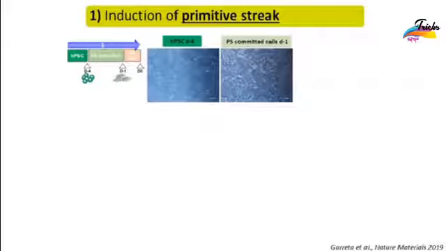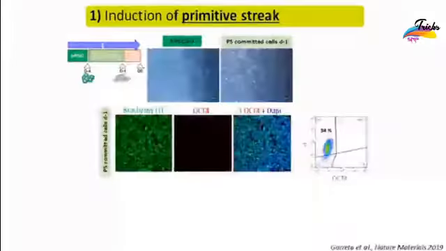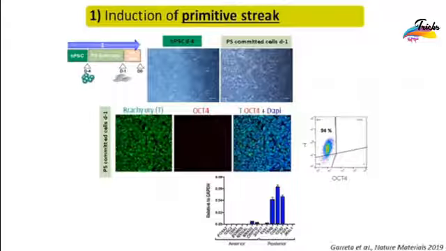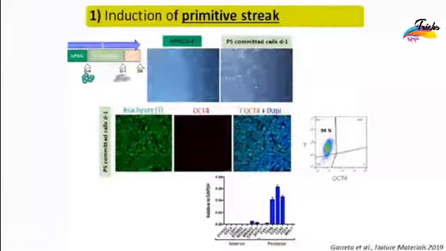So in a first approach, with streak cells, which is a pluripotent stem cell marker, we could also observe the detection of brachyury by FACS analysis. And also by qPCR, we could observe that the phenotype of the cells was of the primitive streak.